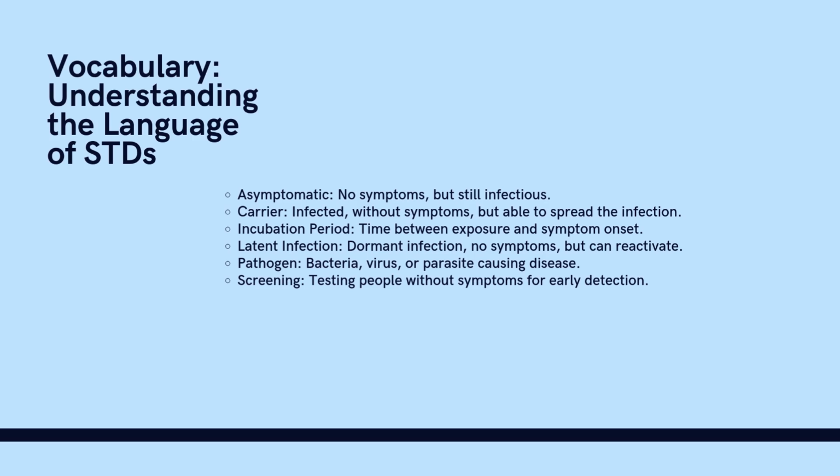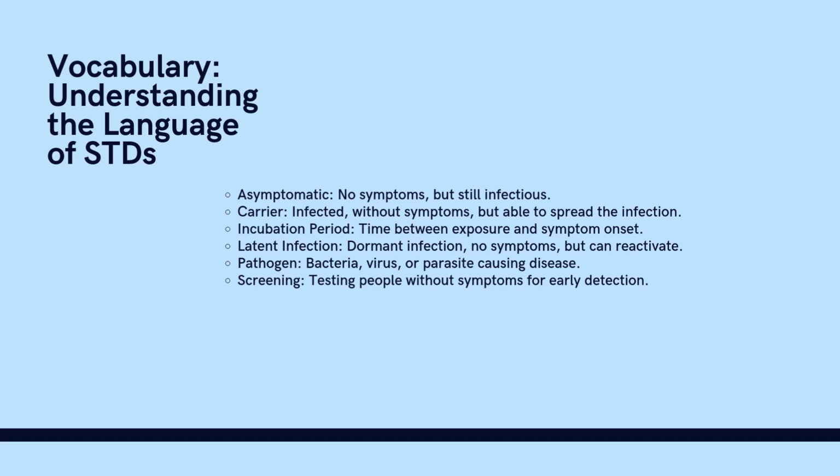So let's take a moment to talk through some key terms that you'll come across when dealing with sexually transmitted diseases. Understanding these words will help you communicate more clearly and confidently with clients and colleagues. So first up, there's the word asymptomatic. It just means that a person doesn't show any signs or symptoms of an infection, even though they might still have it. Many people with STDs fall in this category.